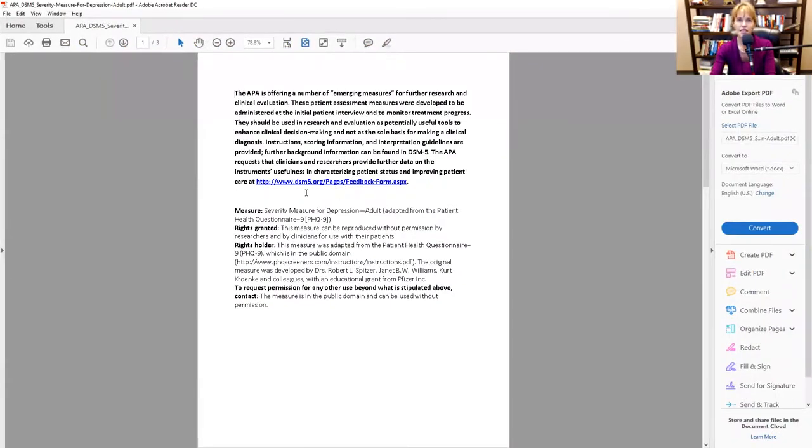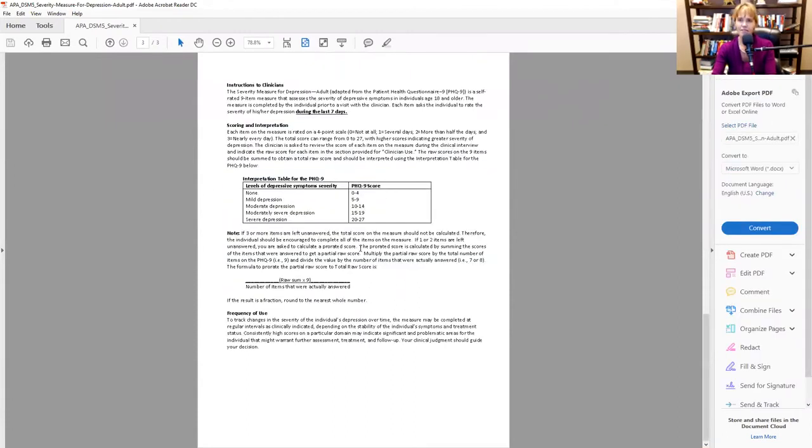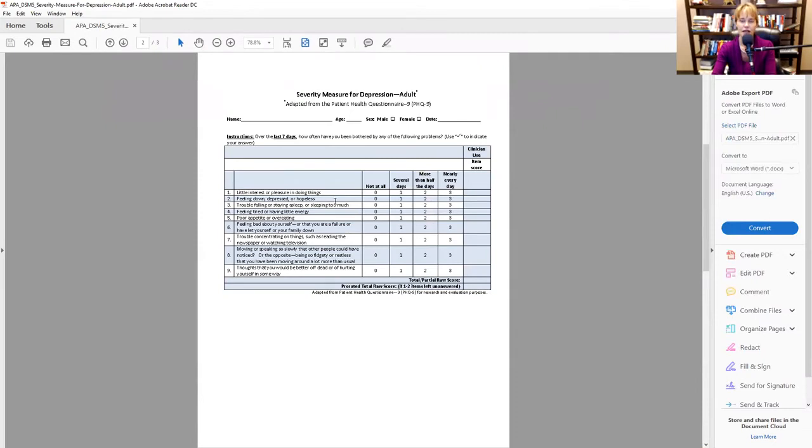So this is the DSM-5 screening measure, and it gives you a quick and dirty screening, how to score it for the PHQ. And it's 9 questions ranked on a 3-point Likert scale. Pretty easy to administer to clients, quick and dirty.